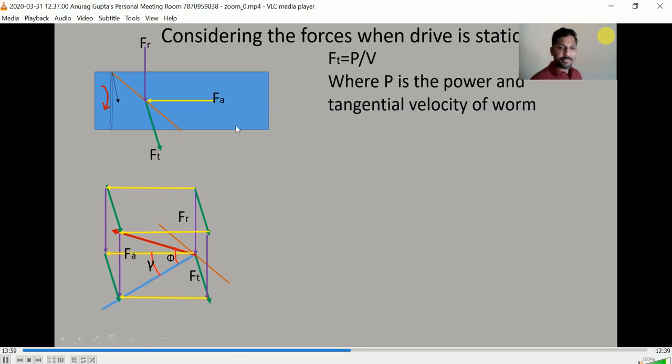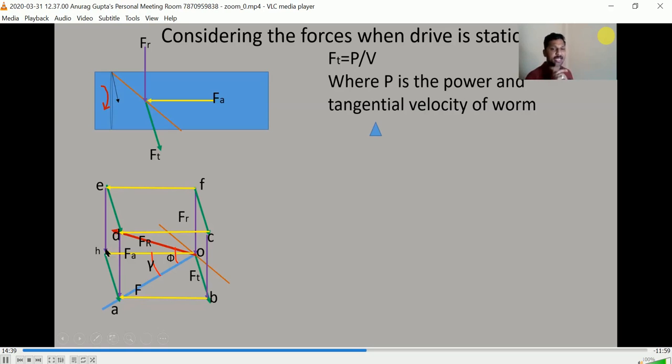Okay. So if you see, this blue line is perpendicular to the pitch helix, and this yellow line FA is perpendicular to the line perpendicular to the axis of rotation. That means this FA is along the axis. So this angle will be the lead angle. Okay. Now we are giving names to all the points. We have named the points A, B, C, D, E, F, O and H.